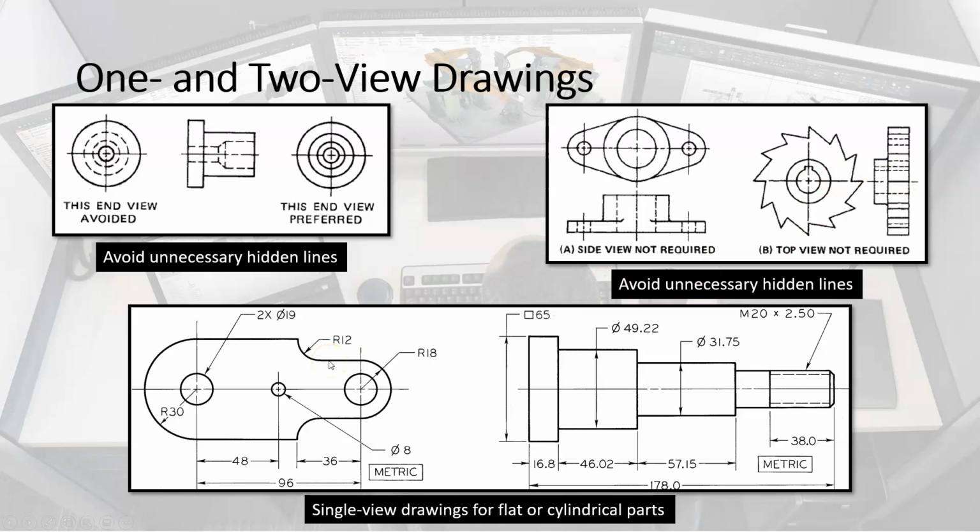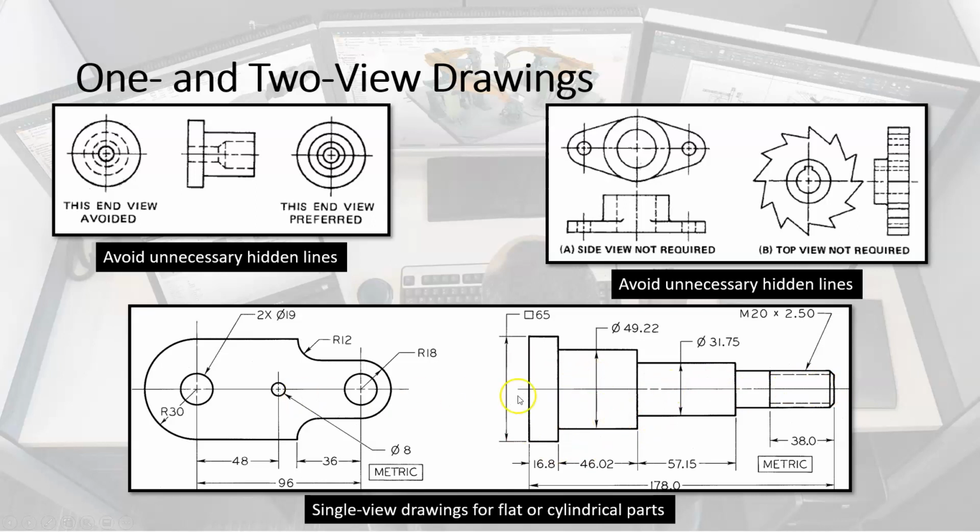In some cases, a single view is all that we need. So for parts that are thin and flat, such as this part on the bottom left, this is a perfect example of a single view part where the thickness of the part would be noted down in the drawing notes. Okay. For cylindrical parts like this, we don't need a second view or a third view because we understand that all of these are stacked cylinders. We have all the dimensions, so everything's good here.